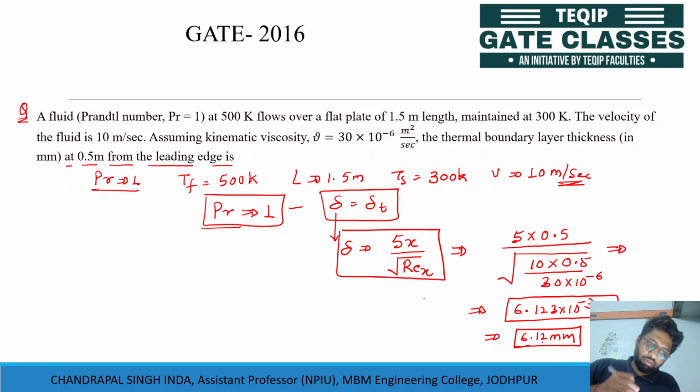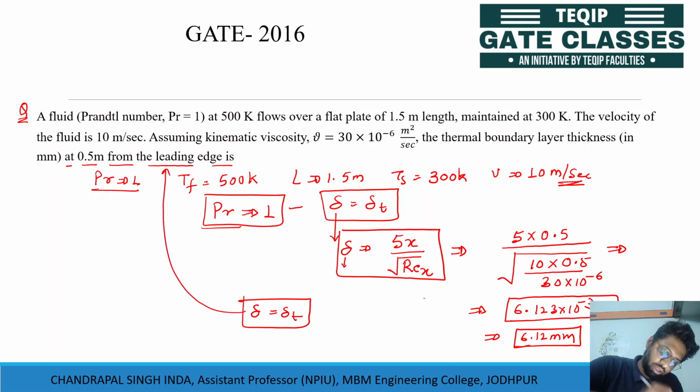So we have the value of delta here, so the value of delta is equal to delta T, as the Prandtl number is 1. As this question was a numerical problem and there was no option, we have to put the value as it was asked. So we will put the value of 6.12 mm.